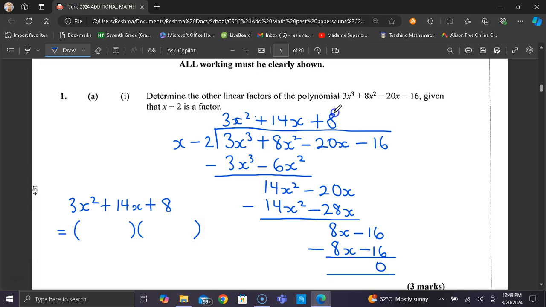The only factors of 3 would be 3 and 1, so it must be 3x and x here. And for 8, let's use 4 and 2. So the 4 can go here and 2 can go here, because 3 times 4 is 12 and 2x will give the 14x in the middle. And it's both plus signs. So 3x plus 2 and x plus 4 will be the other linear factors of our polynomial.